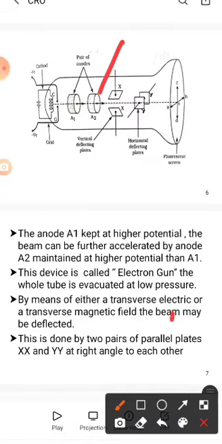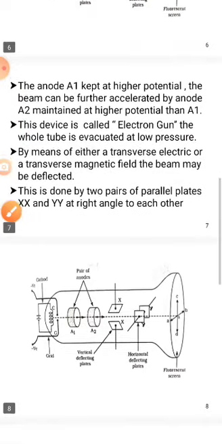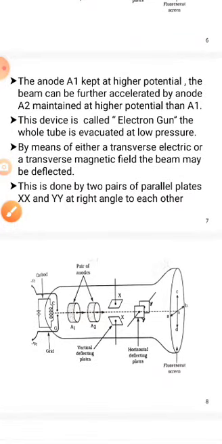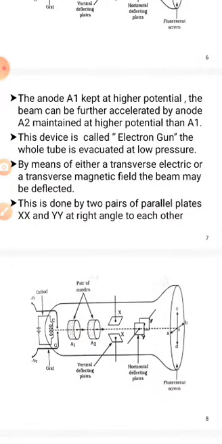Now this device is called an electron gun. When A1 is kept at a higher potential, A2 will be highly accelerated. This device is called an electron gun. This whole tube is evacuated to low pressure.